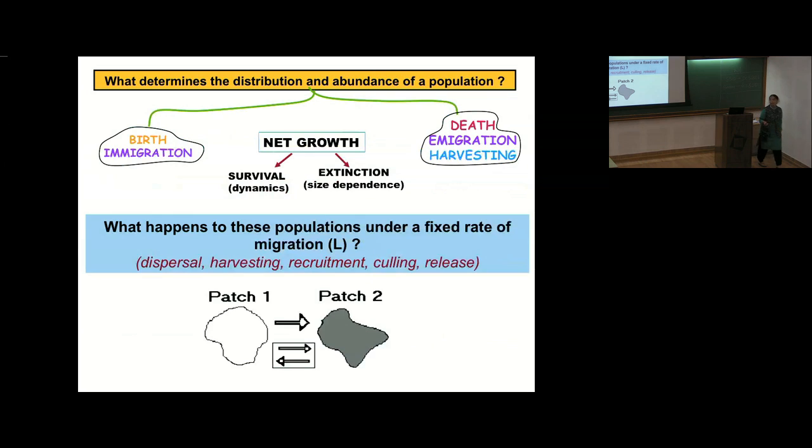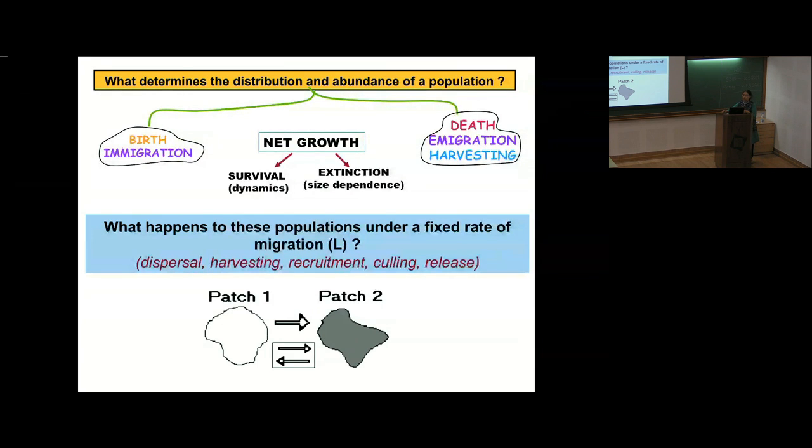What do you do? You take two patches. Here's patch number one, patch number two. Here's a single population growing, here's a single population growing, discrete populations. Now, what you then allow is that every generation, some individuals go from patch one to patch two, and you can allow both ways also. You can do this using your models.